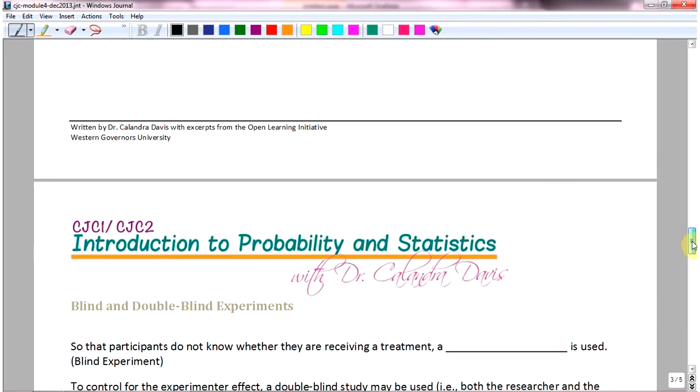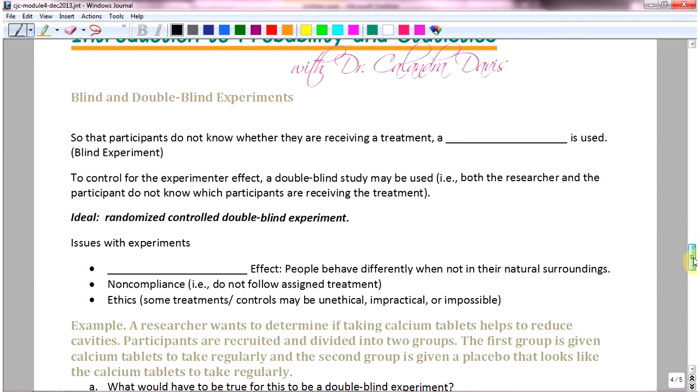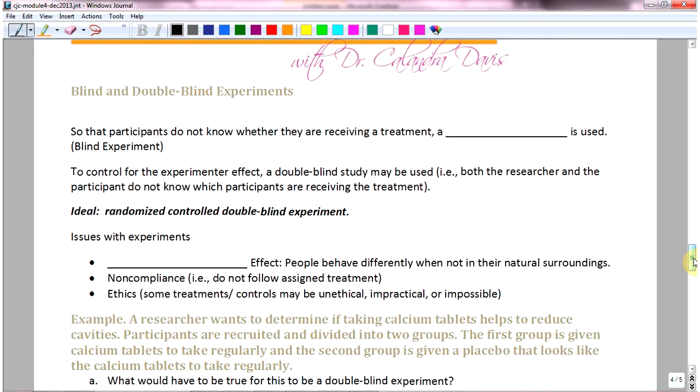Going on to the next page, looking at blind and double-blind experiments. So that participants do not know whether they're receiving a treatment, a placebo is used. If it involves a treatment that's a pill, half the participants would be getting the real pill. The other half would be given what's called a placebo, and often it's a sugar pill.